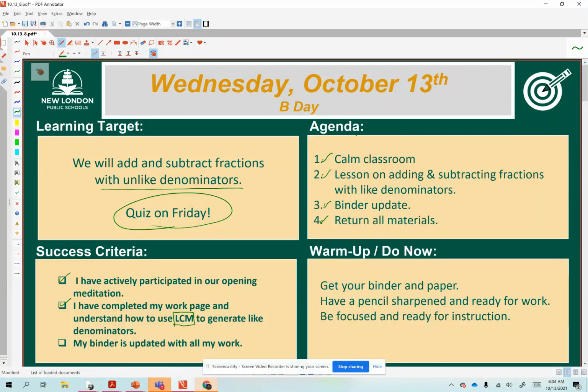Hello, students, and welcome to our lesson today. We will talk about how to add and subtract fractions with unlike denominators.